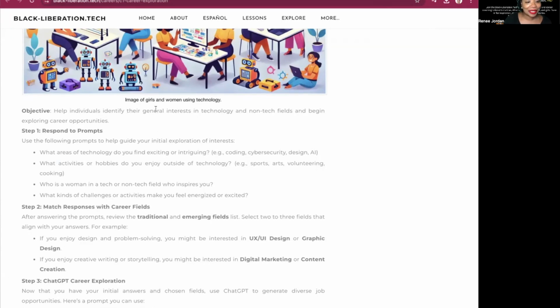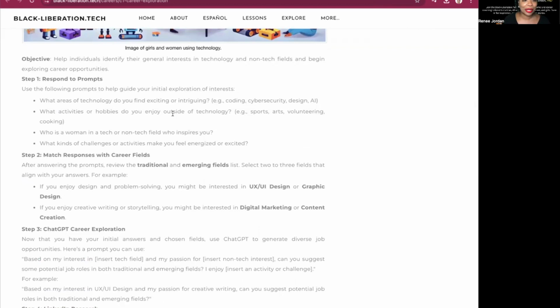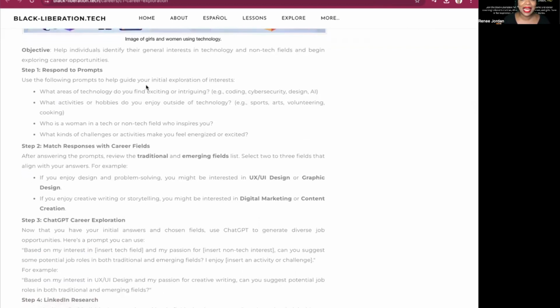So that's the objective. The next part, step 1, respond to prompts. Use the following prompts to help guide your initial exploration of interest. What areas of technology do you find exciting or intriguing? Coding, cybersecurity, design, AI. For the sake of today's conversation, I am interested in AI. So I'm going to highlight, copy that, and paste that onto my Word document. Once again, I'm keeping track of the things that I will use in my exploration. Now, the next question, what activities or hobbies do you enjoy outside of technology? Sports, arts, volunteering, cooking, etc.